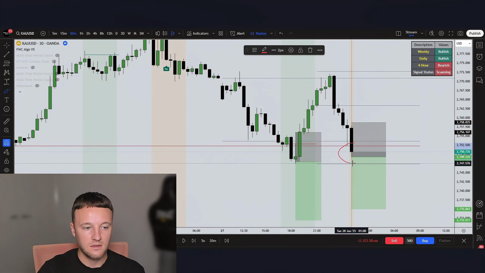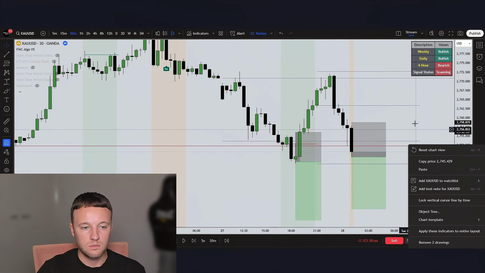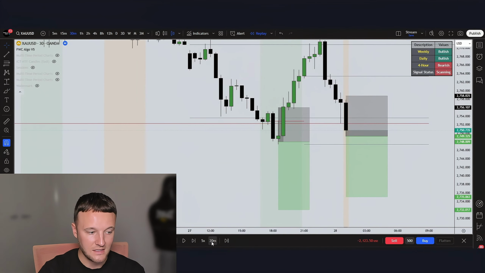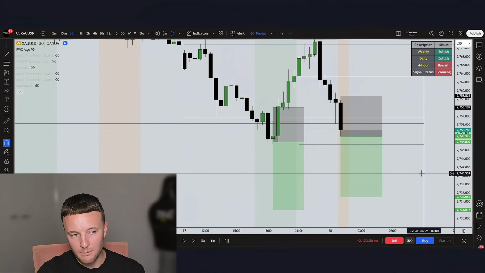Okay, so we have another breakout similar to this. So what we'd be looking for is the next candle to open up and trigger us in this trade. Then we would have our sell positions.